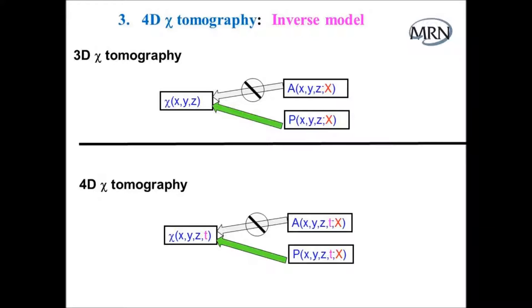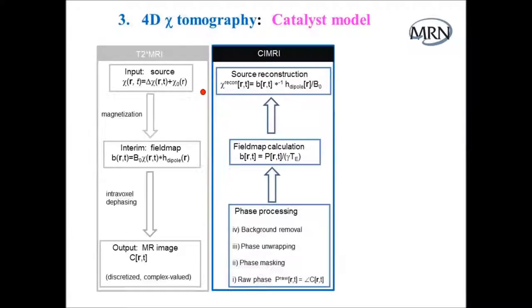Next we talk about 4D, which just includes one more dimension, time. Here there's no time, here there's time. This is 3D, this is 4D. I think it's my first time to talk about Chi tomography using this concept, the catalyst model. A catalyst is used as an agent to facilitate a chemical reaction, and it is not involved in the output product. In this way, I'll use the catalyst model to talk about this.